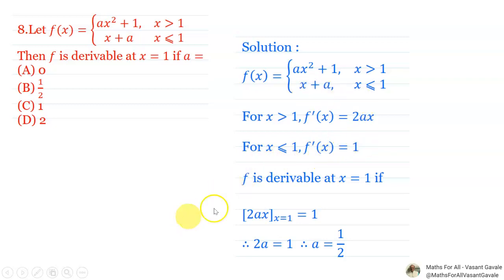f is derivable at x is equals to 1. Therefore, these two terms must be equal at x is equals to 1. Left hand side derivative is equals to the right hand side derivative. Okay, 2ax at x is equals to 1 is equals to 1. Therefore, 2a is equals to 1, a is equals to 1 upon 2. Therefore, the option B is the correct one.